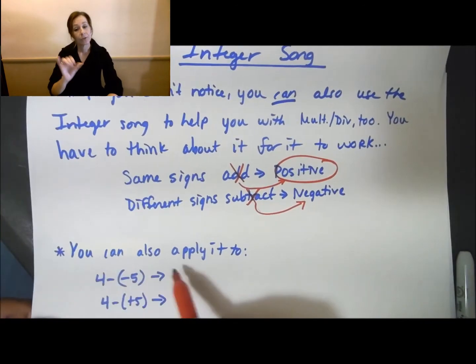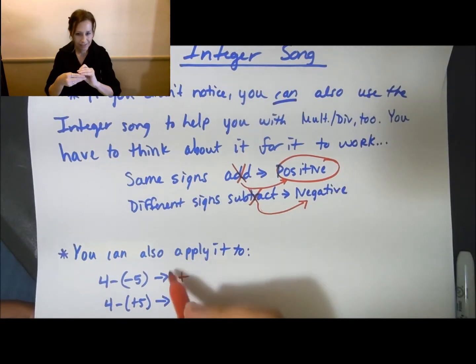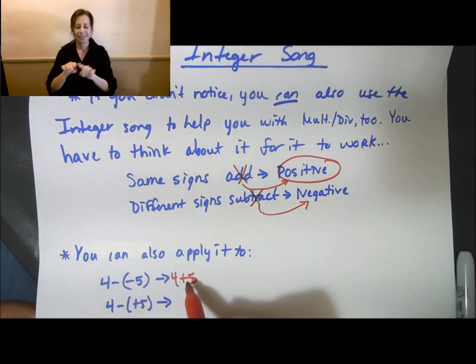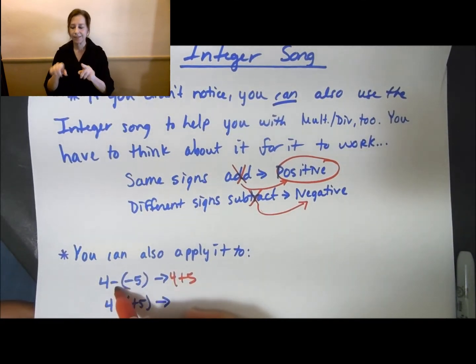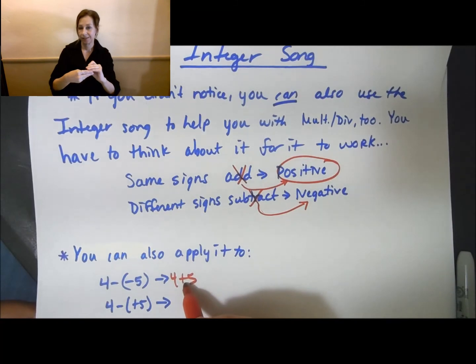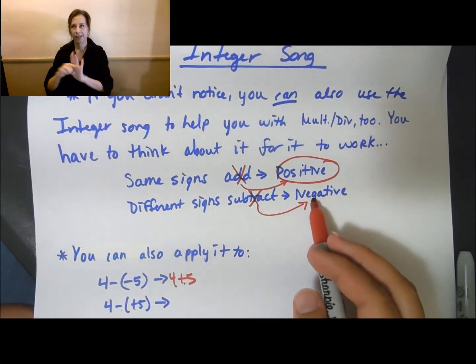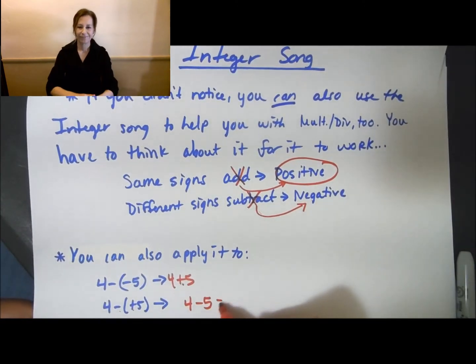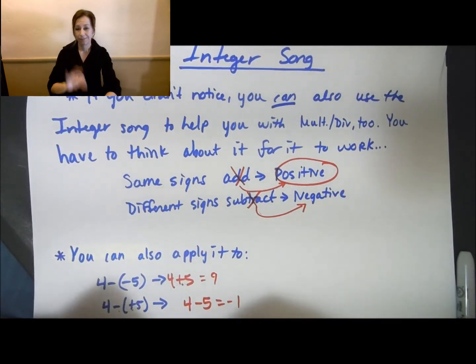And then you can also apply it to this one. Same sign, add. So it'll be 4 plus 5. Over here, think of it as same sign, add, so 4 plus 5. Different signs, negative, so 4 minus 5, which makes negative 1, and that makes 9.